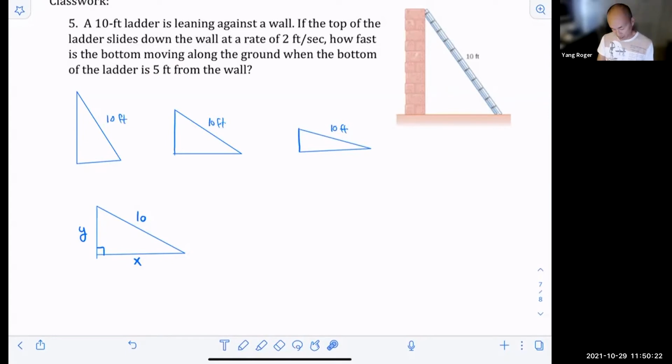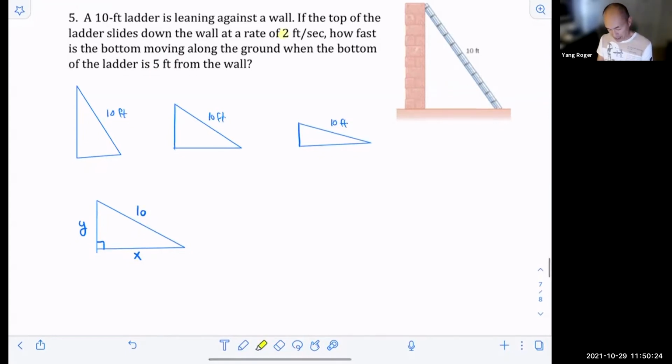So I see a rate here. The rate I see here is 2 feet per second. So I claim that this is related to d something, d something. Does this look more like a dy dt thing or more of a dx dt thing? What do you think? Dy dt or dx dt? Dy dt is correct, Simon.